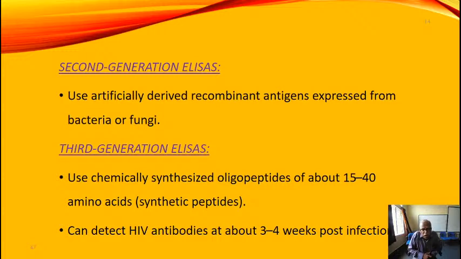Now the third generation that we are using uses synthetic oligopolypeptides of the virus, which contain about 15 to 40 amino acids. They are called synthetic peptides. That means they mimic the HIV virus, but they are synthetic peptides. It will reduce the window period from 3 to 6 months to 3 to 4 weeks. So that is the sensitivity of this test, 3 to 4 weeks, third generation.